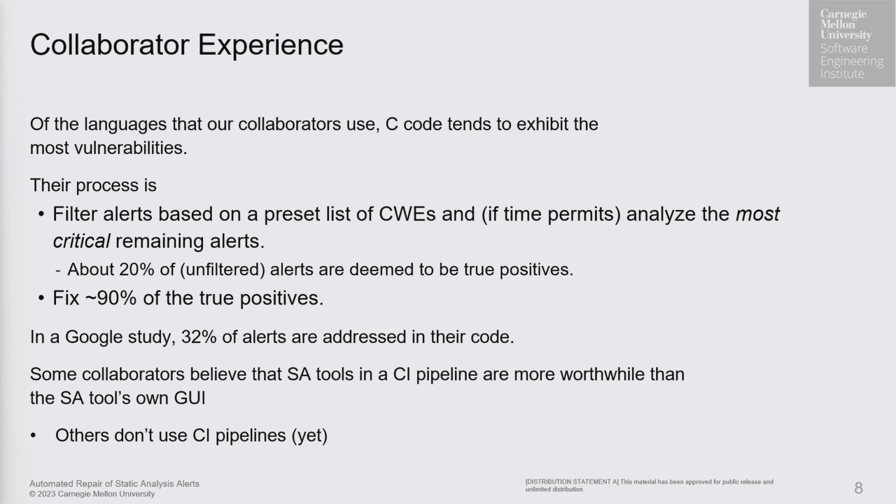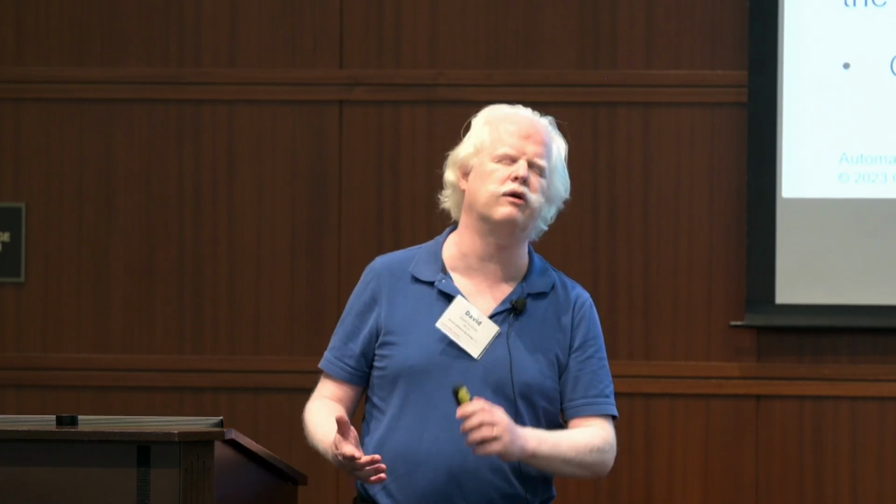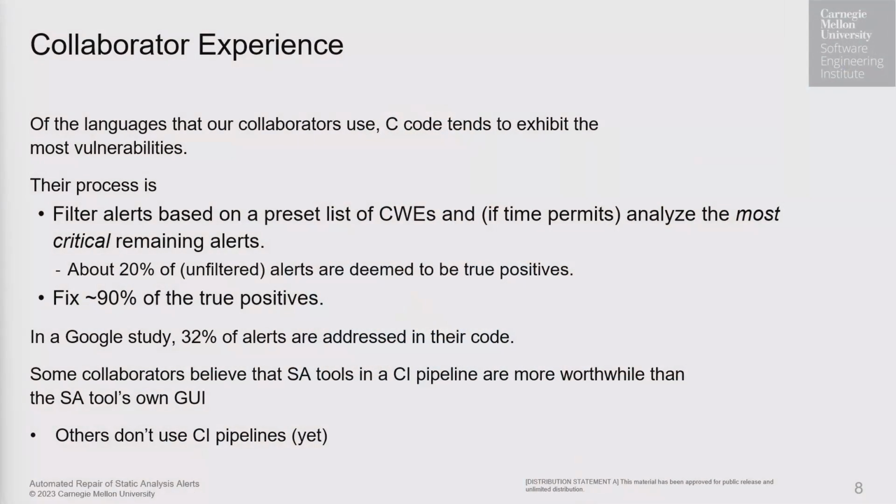You can ignore the deluge, but that means that you don't get any of the benefits of using static analysis. So again, he's filtering out all alerts except for those in the 30 big critical CVEs. He's fixing those. He fixes about 90% of the true positives, and he says about 20% of the alerts are true positives.